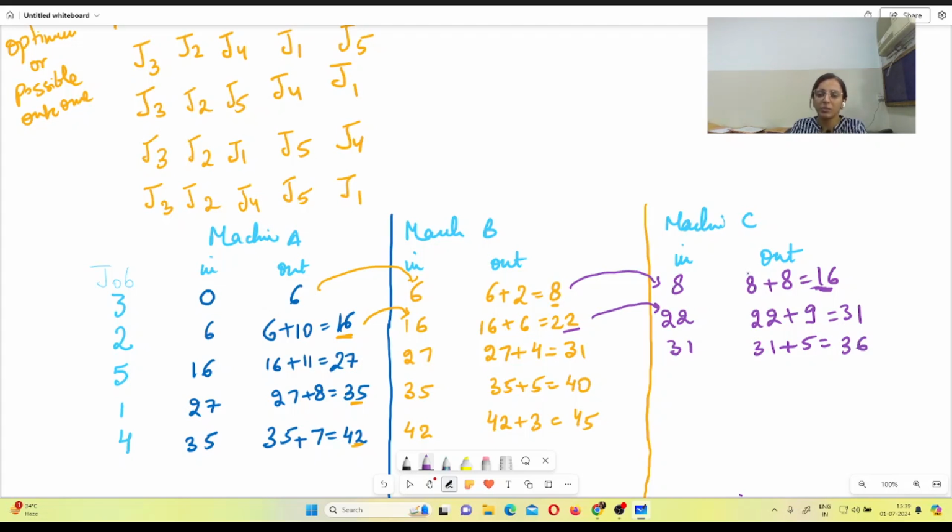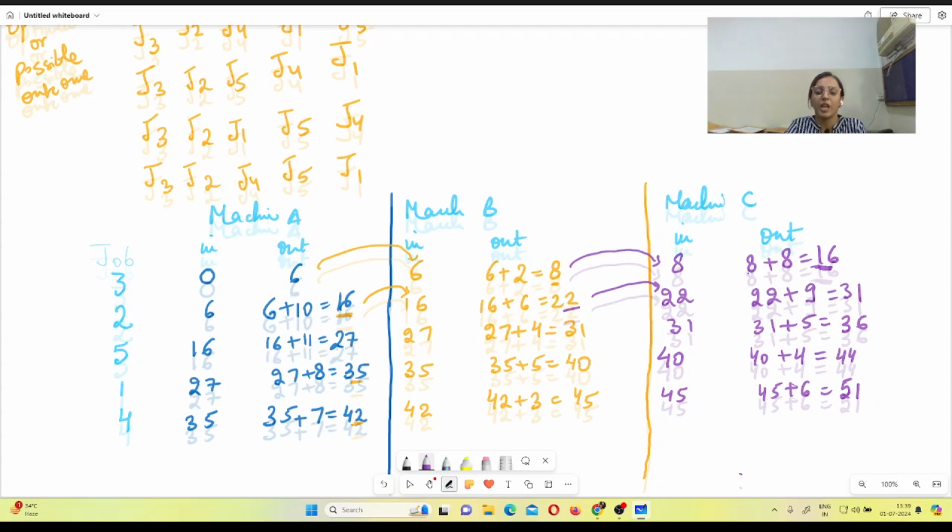Now this is 36, but this is 40, so it will come over here as 40. Then 40 plus 4, the processing time of 4 minutes, will be equal to 44 over here. Now it is 45, so we have to write 45, not 44. And the last processing time is 6 minutes. So 45 plus 6 will be equal to 51. This is how we add all the values.